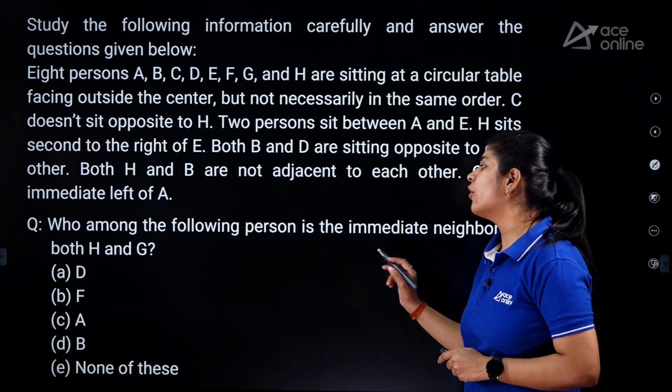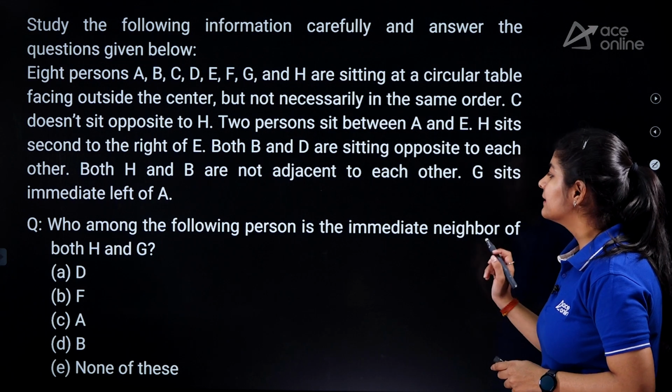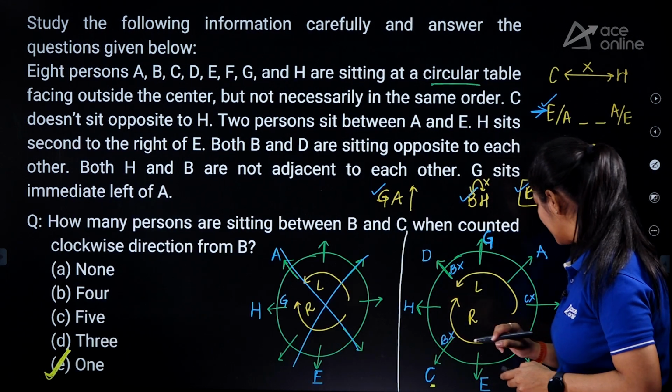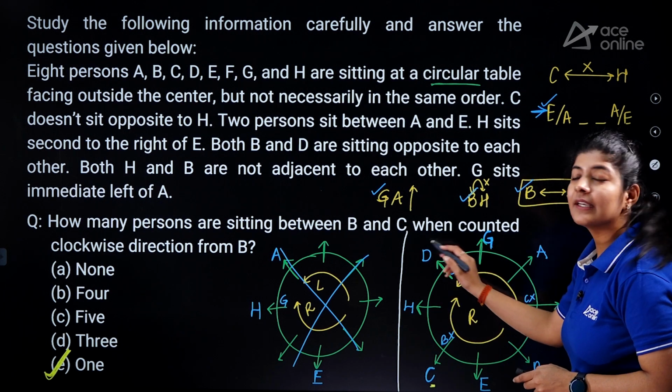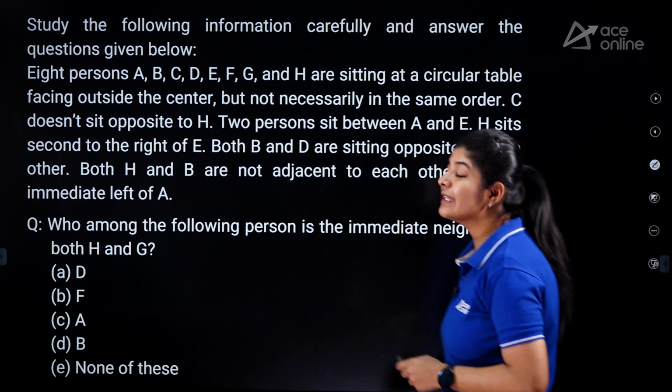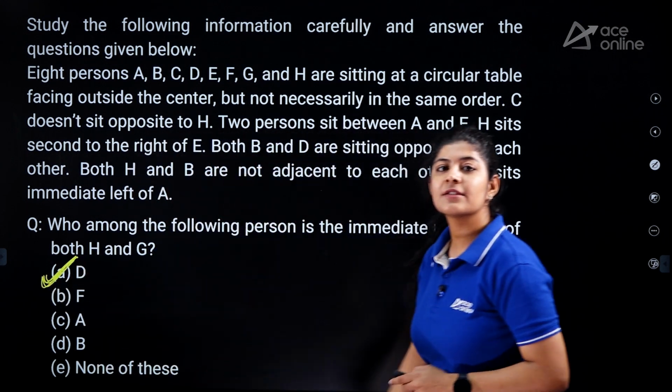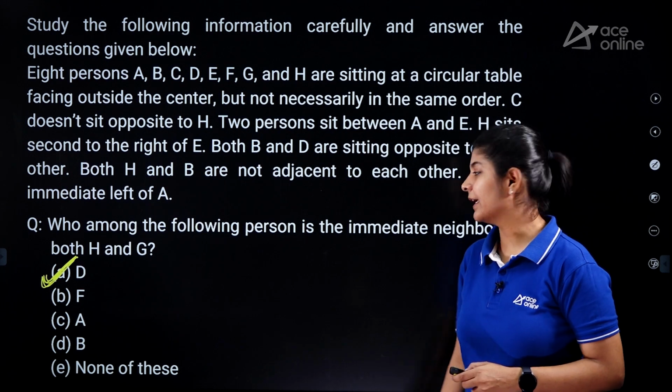Next question. Who among the following persons is the immediate neighbor of H and G? So here we are having H and G. The immediate neighbor is D. So the correct answer over here is option number A.